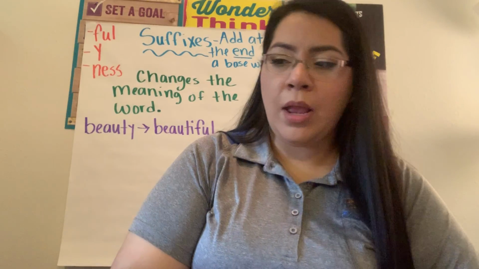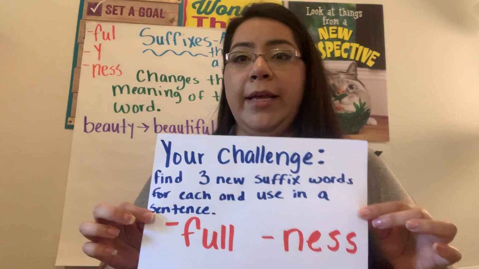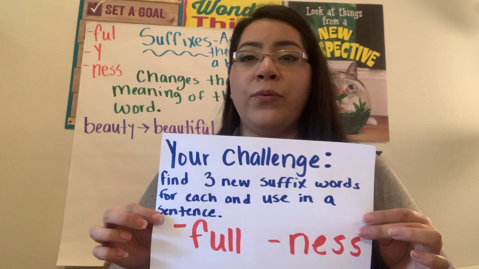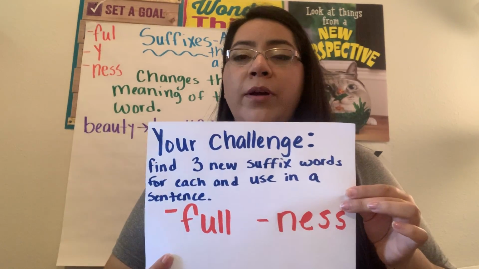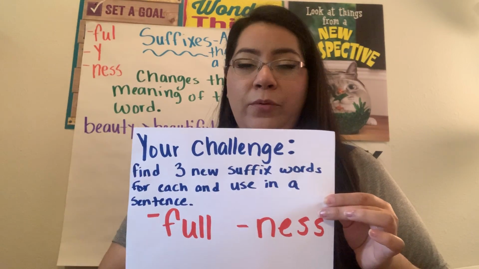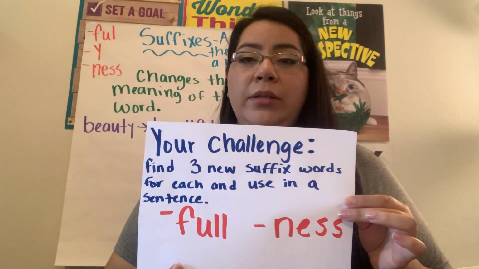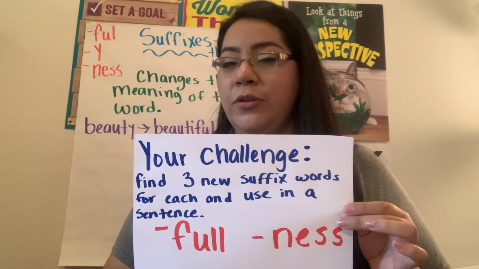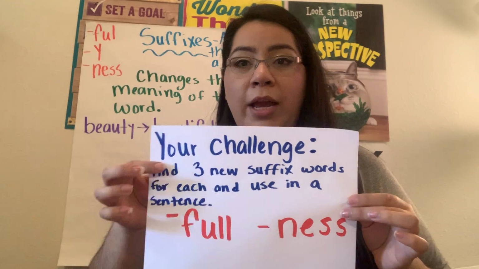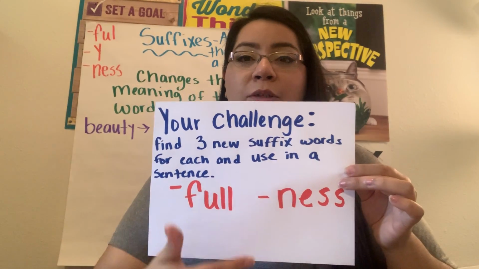Now, I'm going to give you the full and the ness as homework. Now, your challenge is full and ness, okay? Now, I want you to find 3 different new words that have these 2 suffixes. So 3 words that have full in it, 3 words that have the suffix ness in it. Now, after you find new words, then you can use anything you want. If you want to go online and look up words, if you want to use your dictionaries, your thesauruses, your challenge is to find other words that have these suffixes. So it should be 3 for this one, 3 for that one.